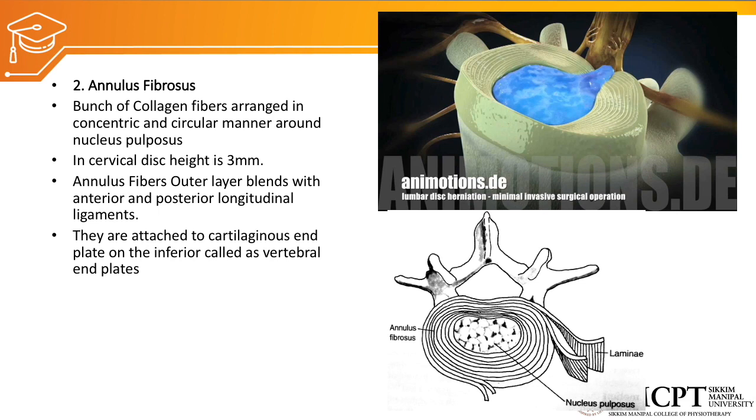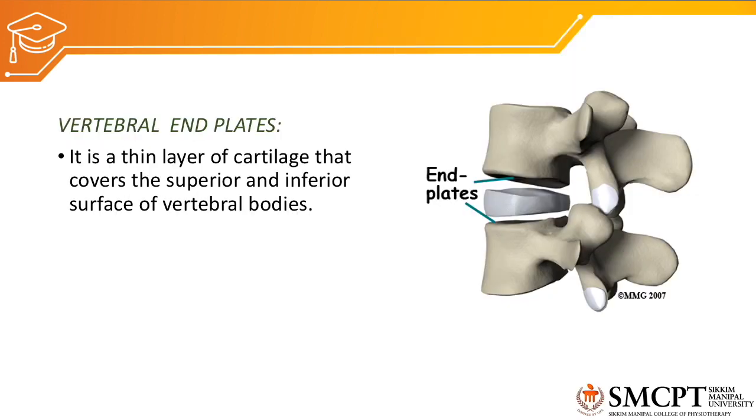the vertebral bodies. They are attached to the cartilaginous end plate of the vertebral body, which is called the vertebral end plate. The vertebral end plate is a thin layer of cartilage that covers the superior and inferior surfaces of the vertebral bodies. So these vertebral end plates supply nutrition to the intervertebral disc.